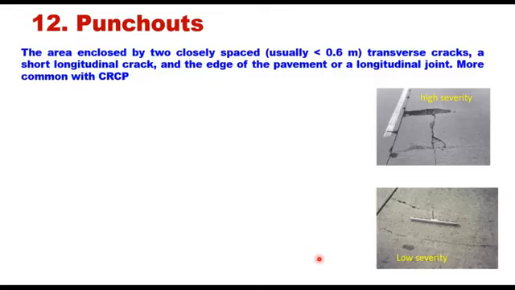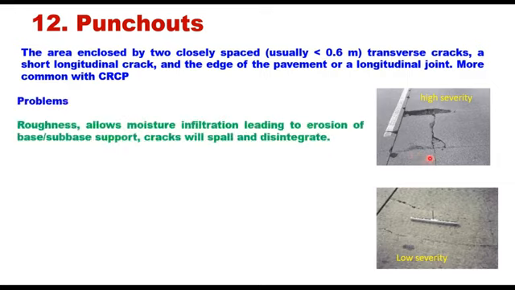Next is punch outs. The area enclosed by two closely spaced transverse cracks, a short longitudinal crack, and the edge of the pavement or a longitudinal crack, that is the area formed in case of a punch out. More common with continuously reinforced concrete pavements. The problem with the punch out is the roughness, that riding quality is affected. It allows moisture infiltration leading to erosion of the base or sub-base support, and cracks will spall and disintegrate.